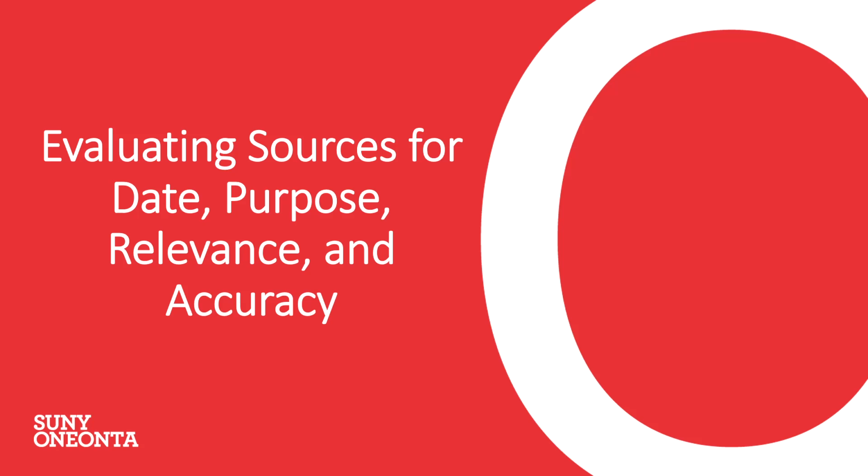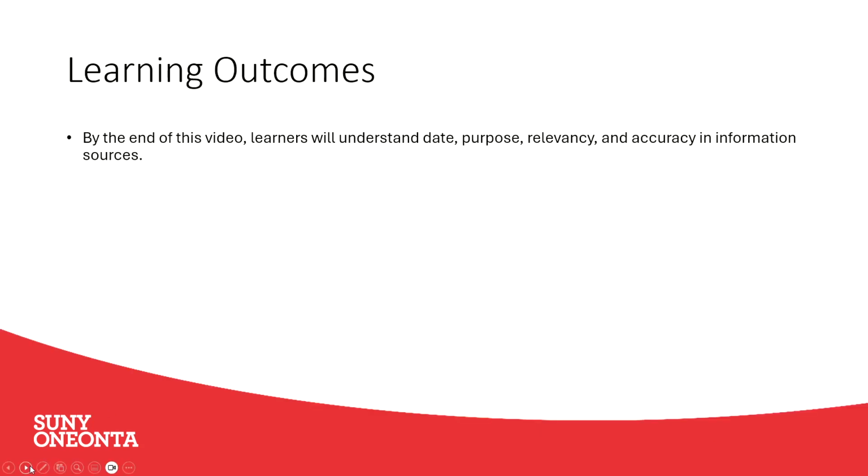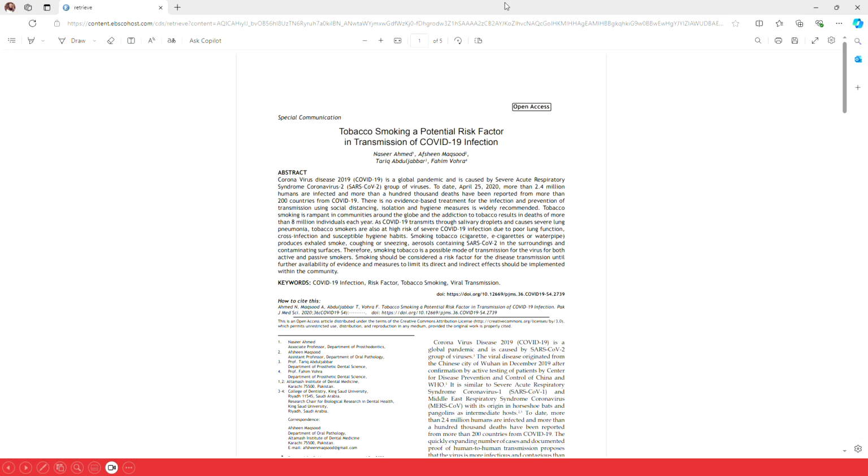Hello and welcome. In this video, we will be evaluating 3 sources of information based on date, purpose, relevancy, and accuracy. By the end of this video, learners will understand date, purpose, relevancy, and accuracy in information sources. Let's take an in-depth look at these terms through a few different article examples.